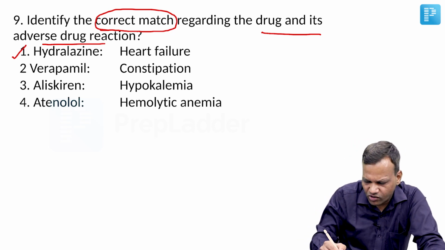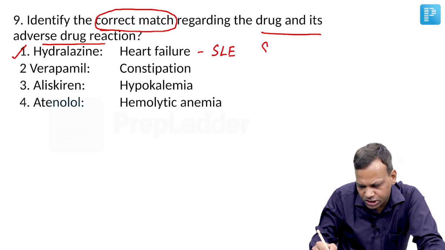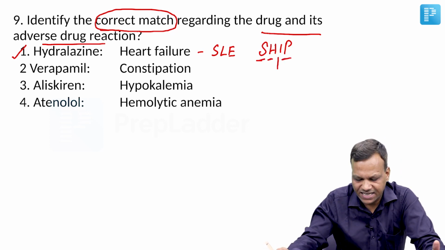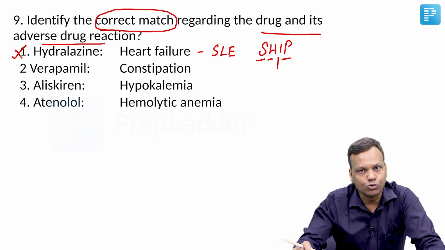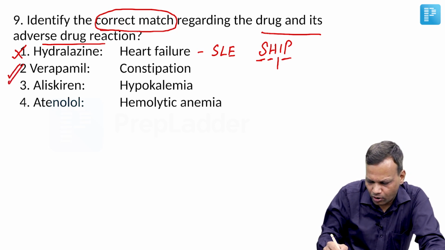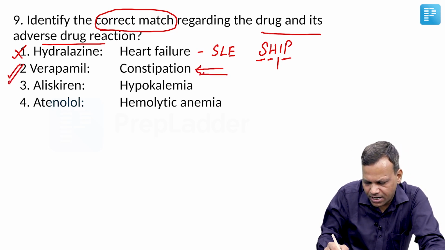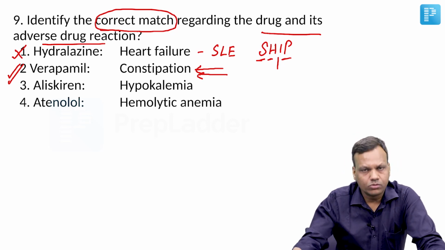The main side effect of hydralazine is SLE. Remember, it is one of the SHIP drugs. So hydralazine, sulfonamide, isoniazid, procainamide, they cause SLE. So heart failure it is not causing, rather heart failure is the use of hydralazine. Then verapamil constipation is right. Calcium channel blockers will block the calcium channel in the GIT, decrease the GI motility, that can lead to constipation.